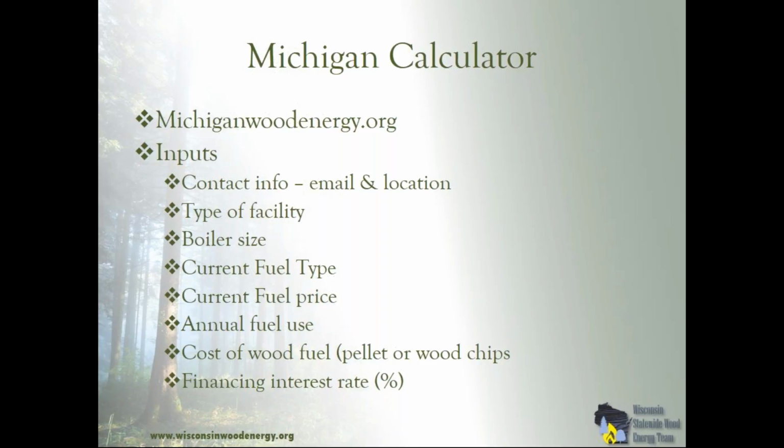There's eight inputs basically. You've got contact information, your location, an email, because it's going to email you the results. The type of facility, pretty generic. Boiler size, so it's good to know what you have now for this. The type of fuel you currently have and the price, your annual fuel use, and then the cost of wood fuel. So typically it's going to be wood pellets or wood chips. This really doesn't do cordwood. And then the interest rate you want to use.